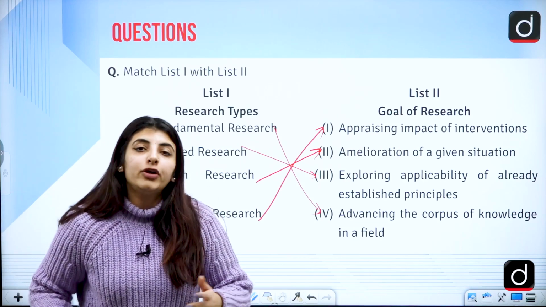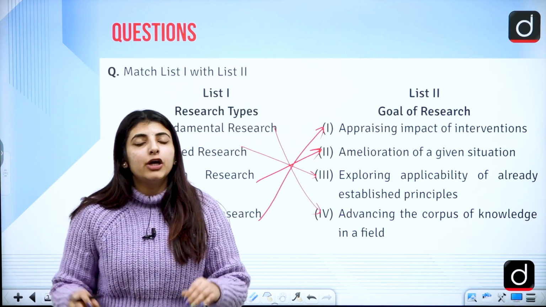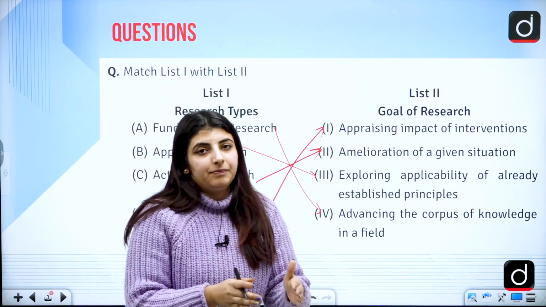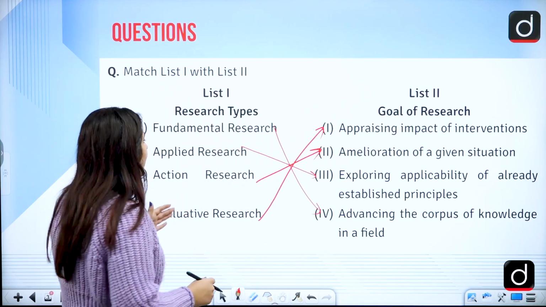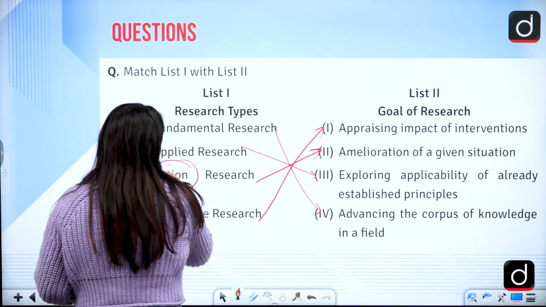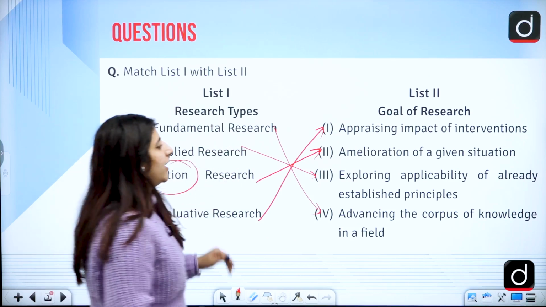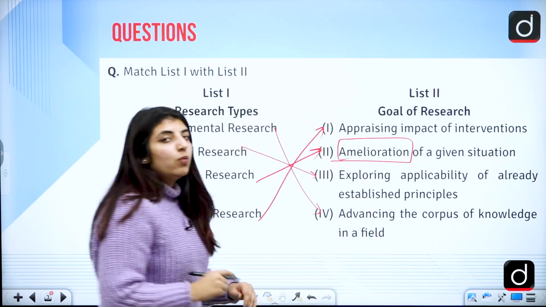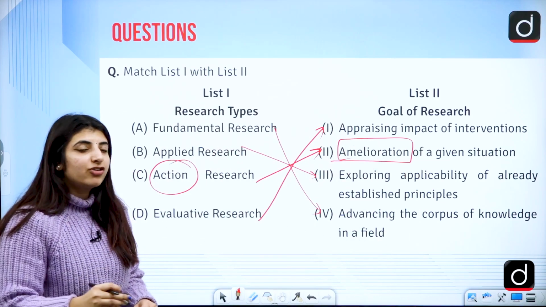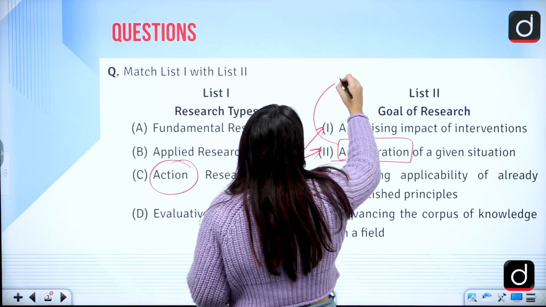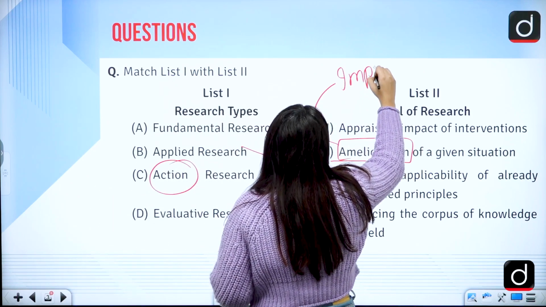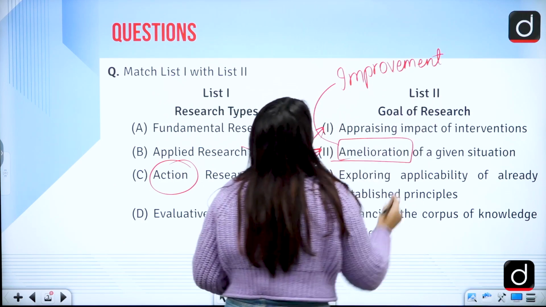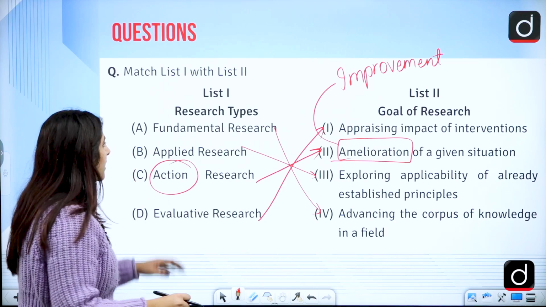So if we talk about certain things which are there, the certain types of research, if you would have gone on your own through certain PYQs, you would have seen that there are certain keywords which are repeated in every PYQ. For that matter, if you talk about the action research, this word amelioration is really important. What is amelioration? Amelioration means improvement of something. So action research is there to focus on the improvement part.